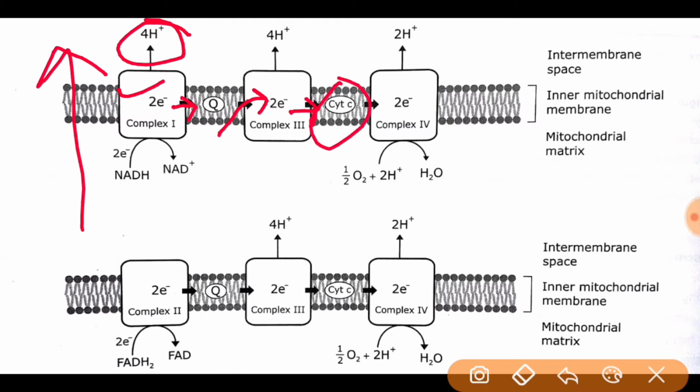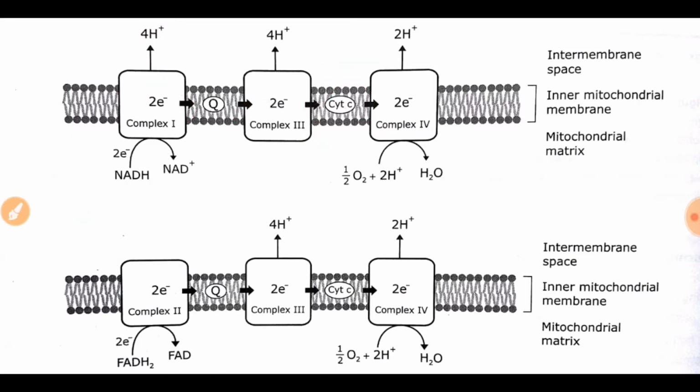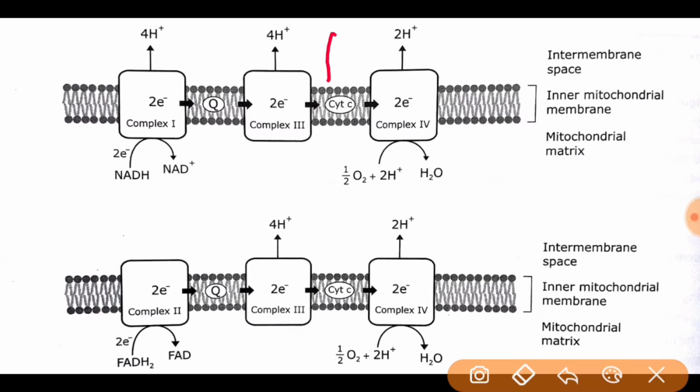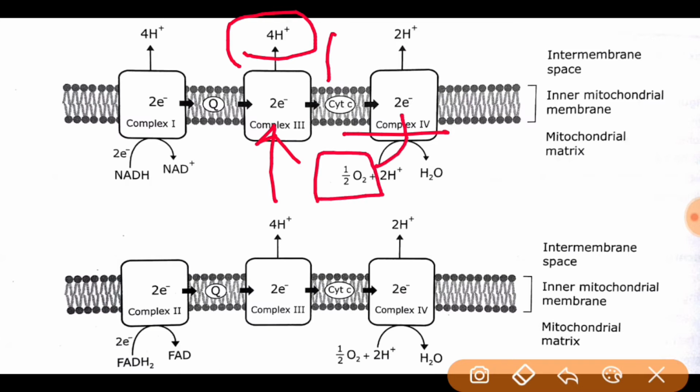Cytochrome C is mobile in nature and it will carry only a single electron at a time. So cytochrome C will carry the electron, a single electron at a time, and 4 protons have been pumped out by the complex 3 in this process. After that, the cytochrome C transfers its electron to the complex 4 and these 2 electrons are ultimately accepted by the oxygen. So the ultimate or the final electron acceptor in the case of electron transport chain is oxygen.